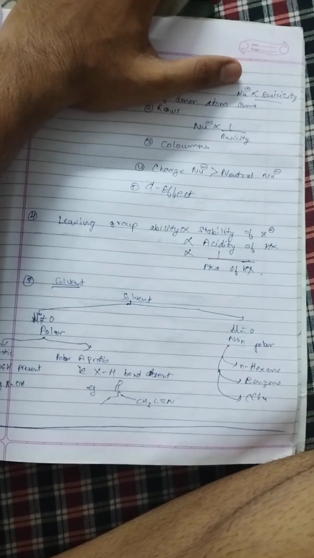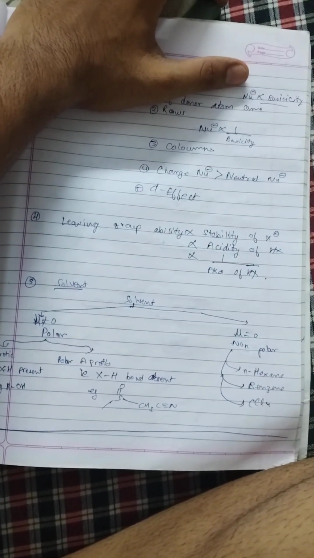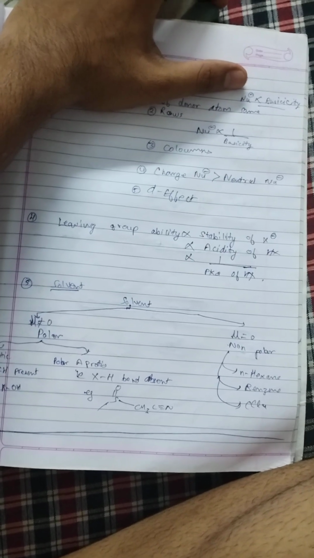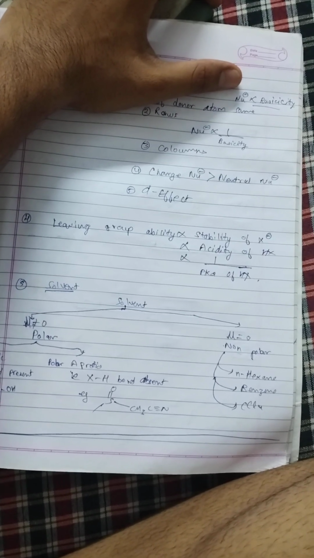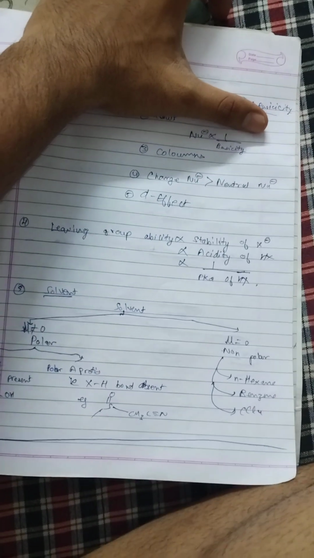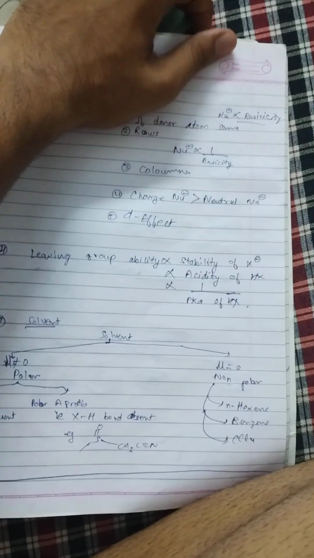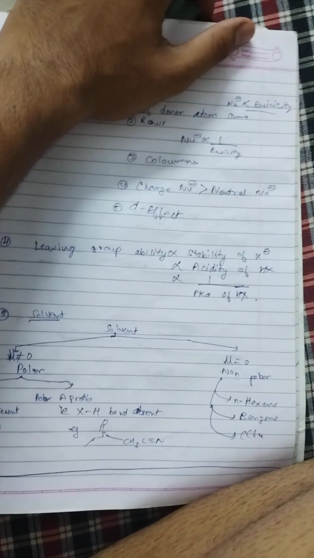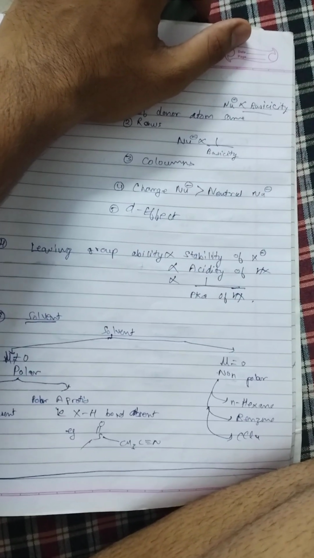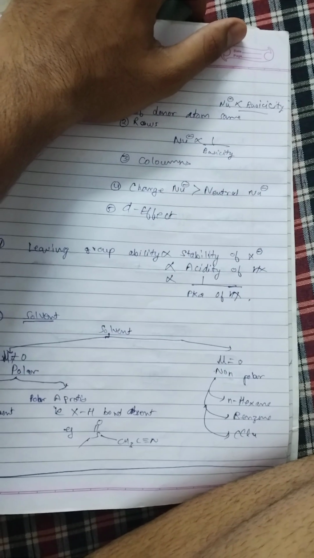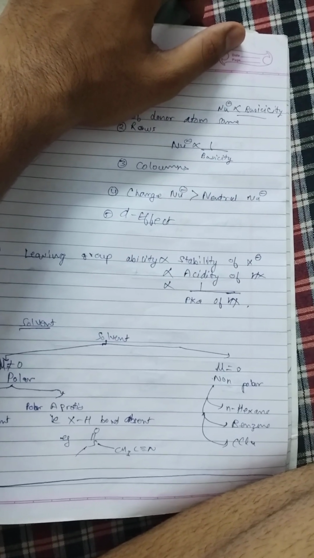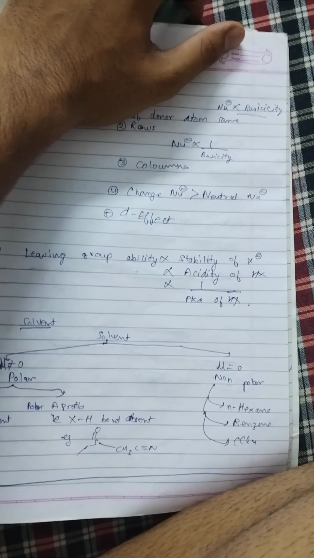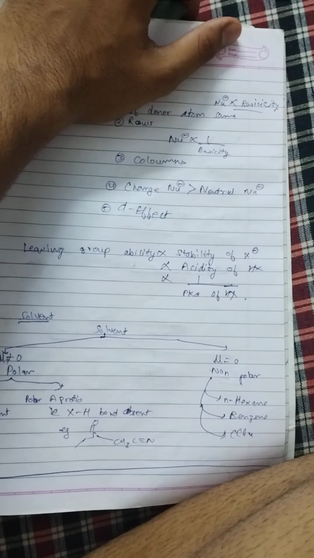Then we studied leaving group ability, which is directly proportional to the stability of that halogen minus group, the group which is taking the negative charge, so that will initiate the electron to leave that group, increasing the leaving group ability of that atom. Similarly, leaving group ability is proportional to the acidity of HX.